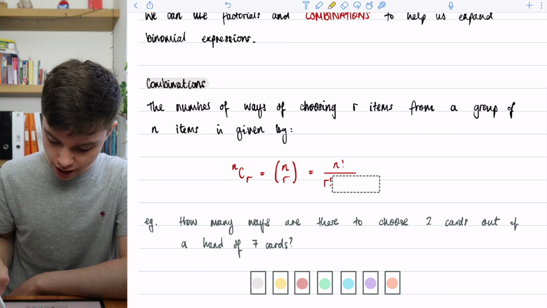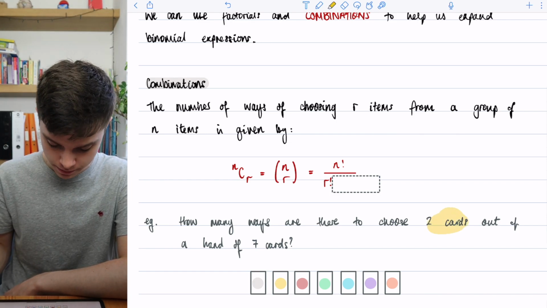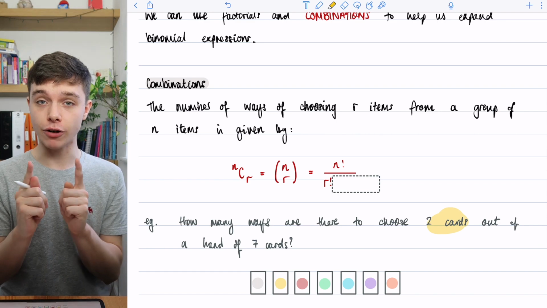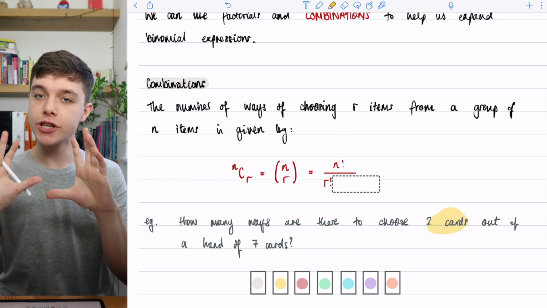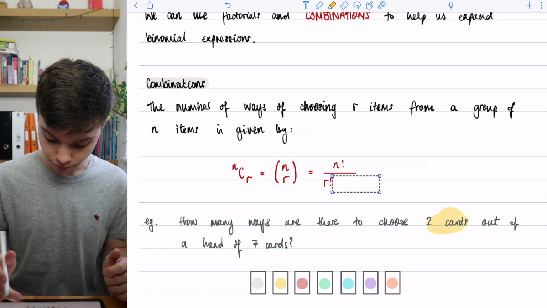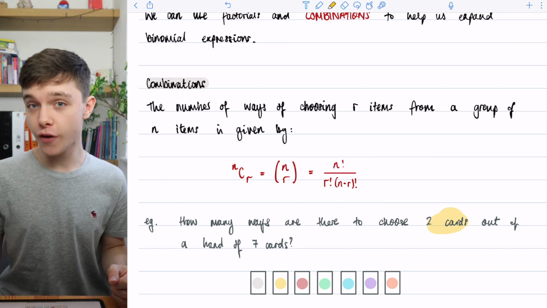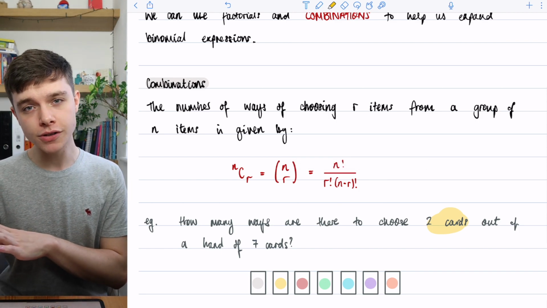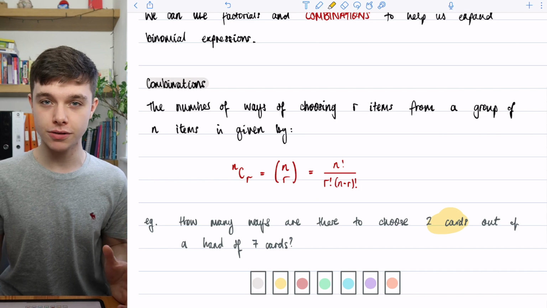Here, in this example, I'm selecting 2. And then what you do is you take the difference, you do n minus r, and then you take the factorial. So that is the formula in terms of factorials for when you're doing combinations.